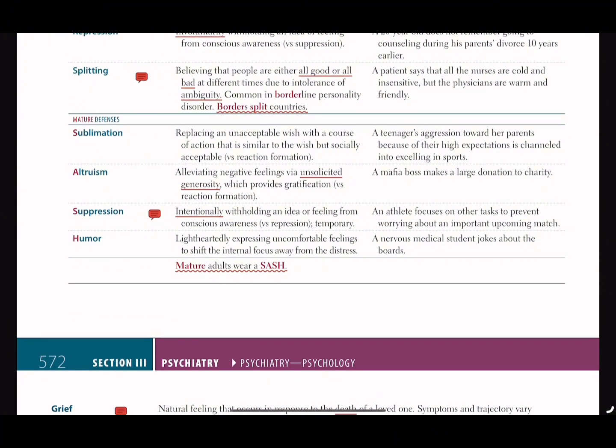Suppression: intentionally withholding an idea or feeling from conscious awareness, versus repression. This is temporary. An athlete focuses on other tasks to prevent worrying about an important upcoming match. This is a healthy way. Another example is someone who just took their Step 1 exam, and instead of worrying about the result, they will focus on other things.